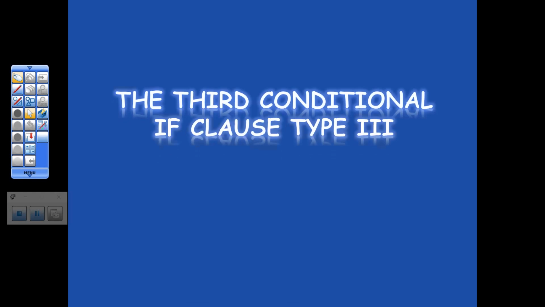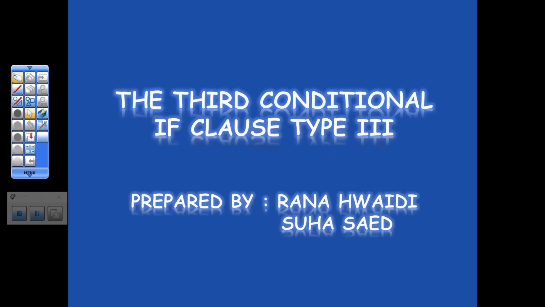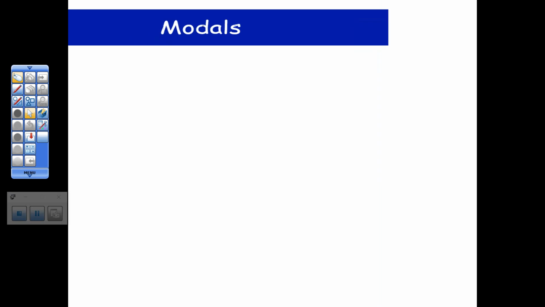Hello everyone. Today I'm going to explain the conditional sentences type 3 for you. Before I start explaining if type 3, I will revise with you the modal verbs and the past perfect tense because of their importance in this structure. At the beginning, let's start with the modals.